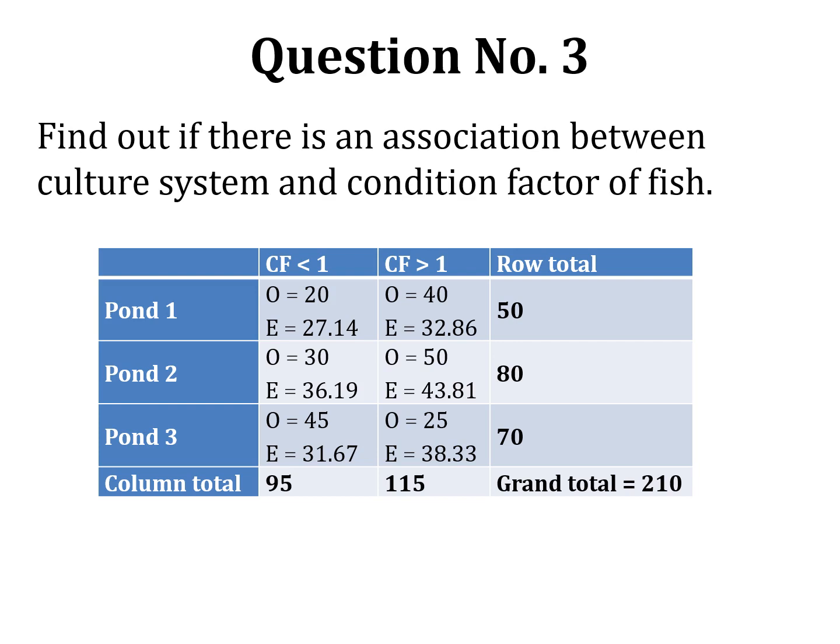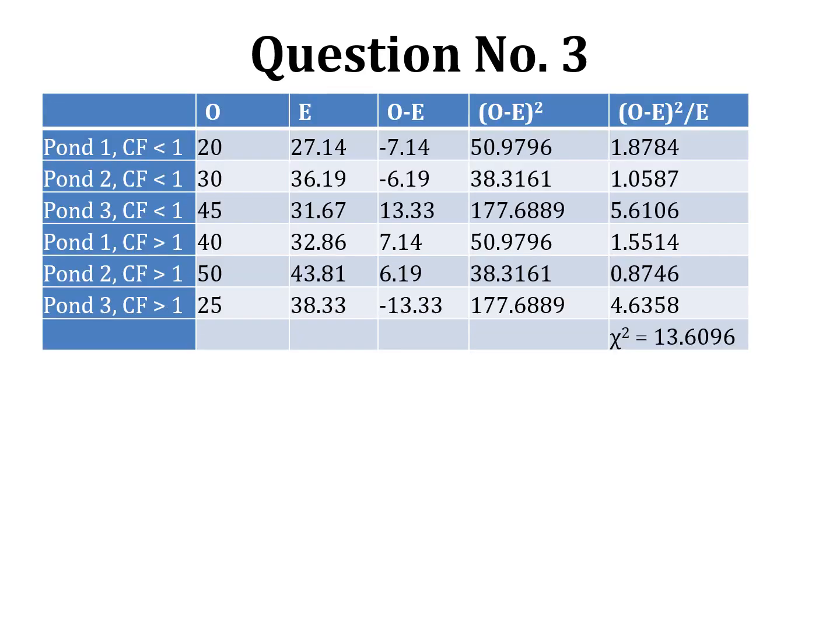43.81. And then in the next cell, we have silver carps, which have condition factor greater than 1 and which are present in pond number 3. So the expected frequency is 38.33. So we have calculated the expected frequencies. And now is the time for the calculation of chi-square value. So we have our chi-square calculation table.